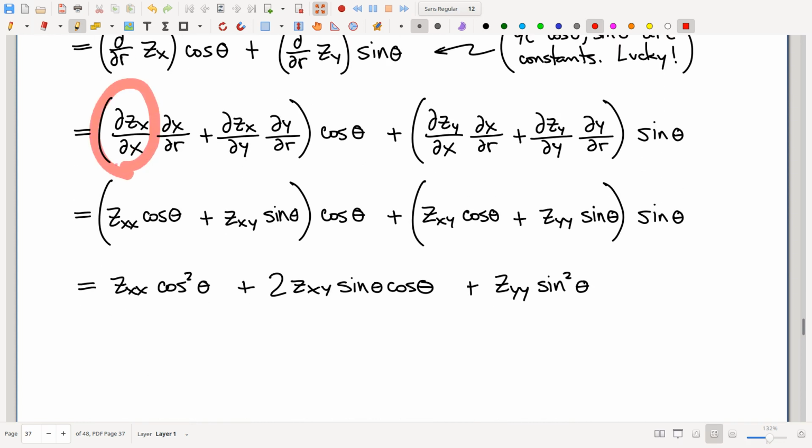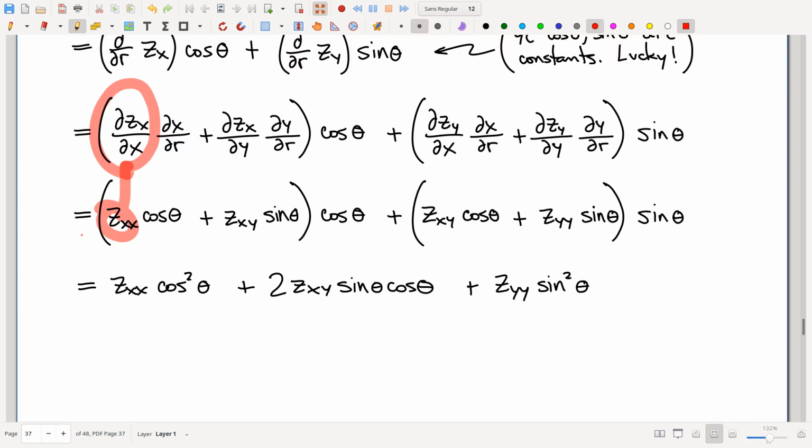Partial of zx with respect to x. We have an existing notation for that. That's the second partial. We write it as zxx, for example. You could also make it the second partial of z with respect to x squared. That notation as well. But I think this one's a little bit more convenient and compact in this case.